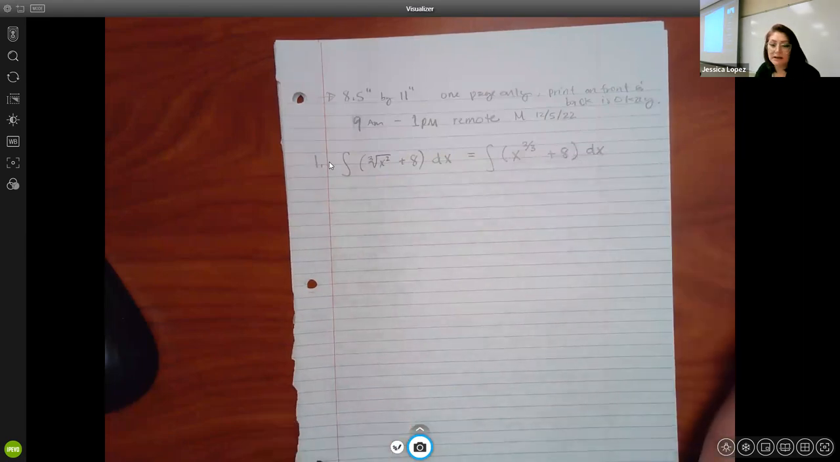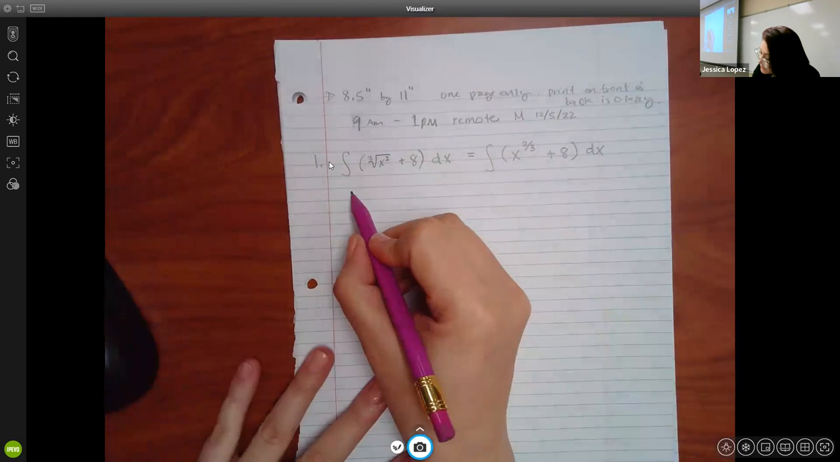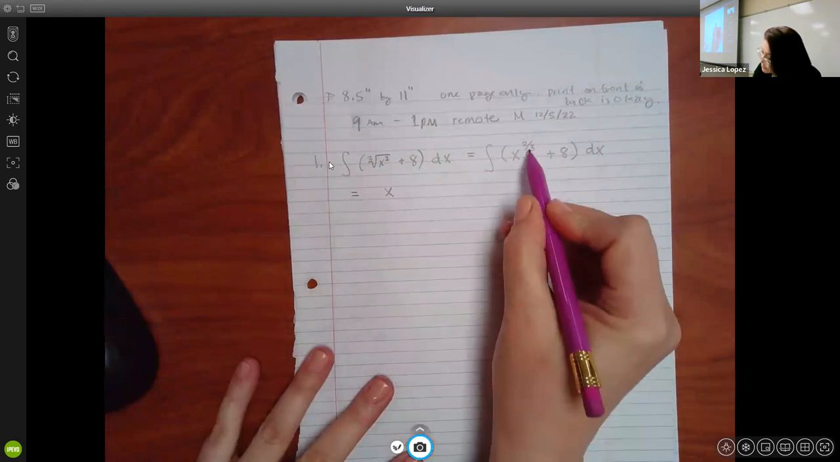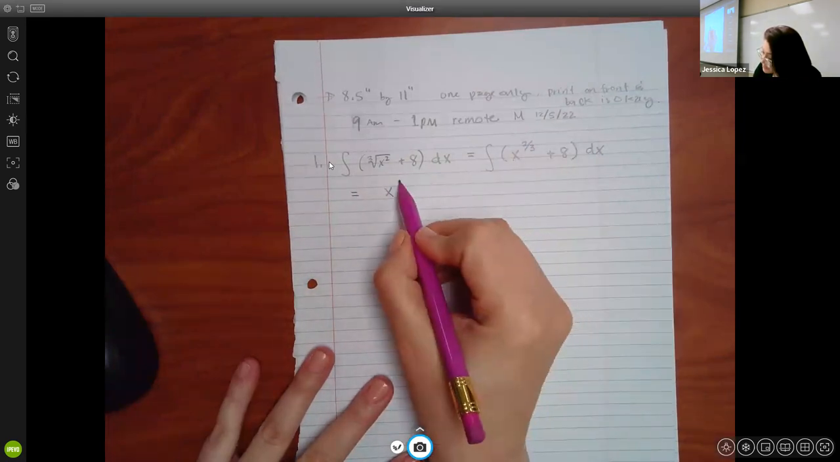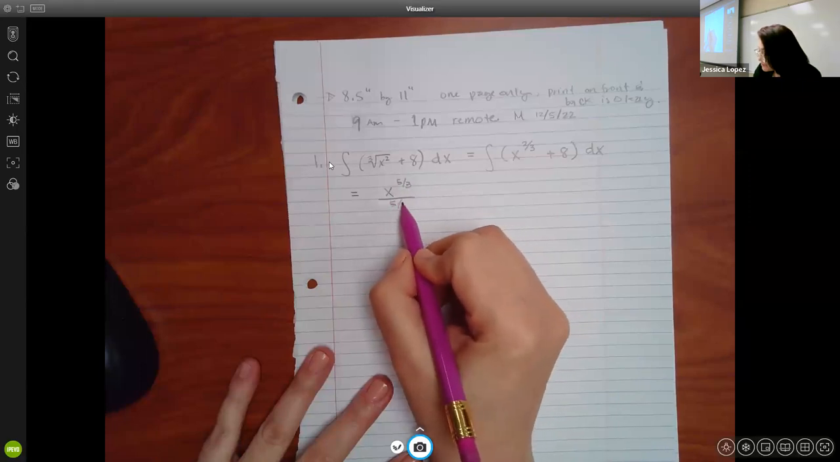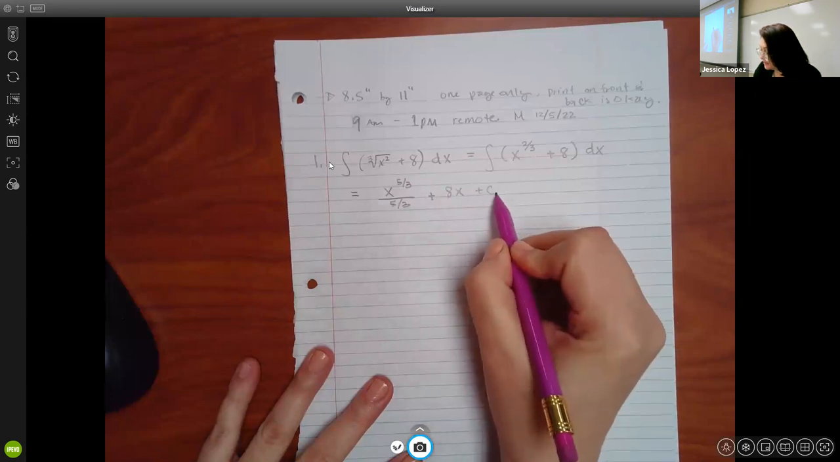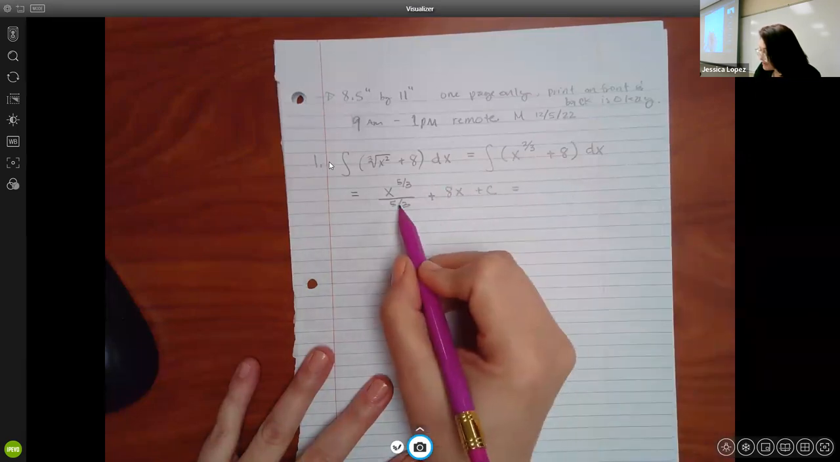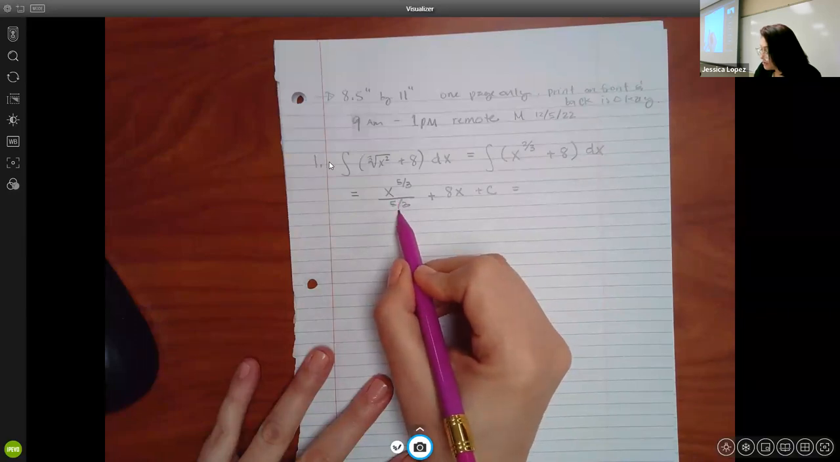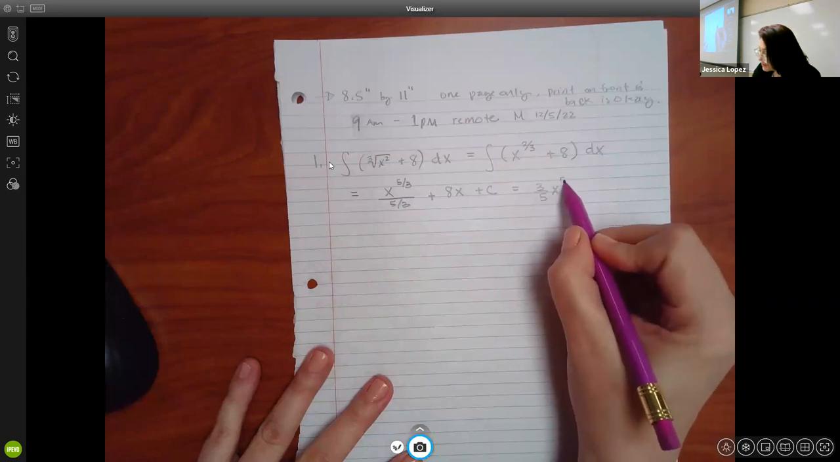And once it's written in that exponent form, then we can go ahead and do the power rules right on both of those. So this would be 2/3 plus 1 which is going to be 5/3, and then divide by 5/3, plus 8, and then it would now have an x plus c. And about the only thing you can do that is, instead of dividing by a fraction, you can multiply by the reciprocal of that fraction. Some of you guys do this automatically, and that's okay.